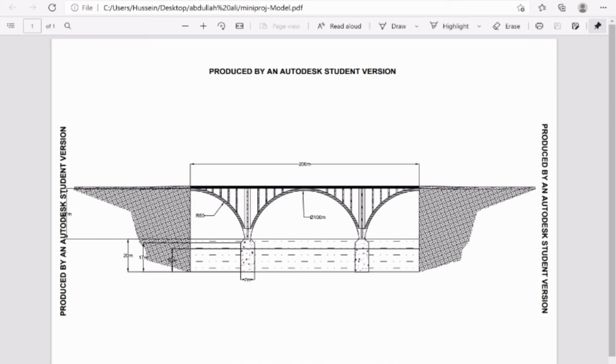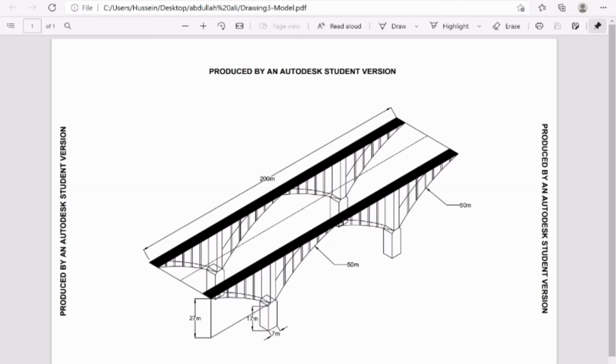This is the bridge design from 2D view. And this is the bridge design from isometric view. I took the bridge design ideas from a real-life bridge in the United States of America. All data and measurements are listed on the figure.